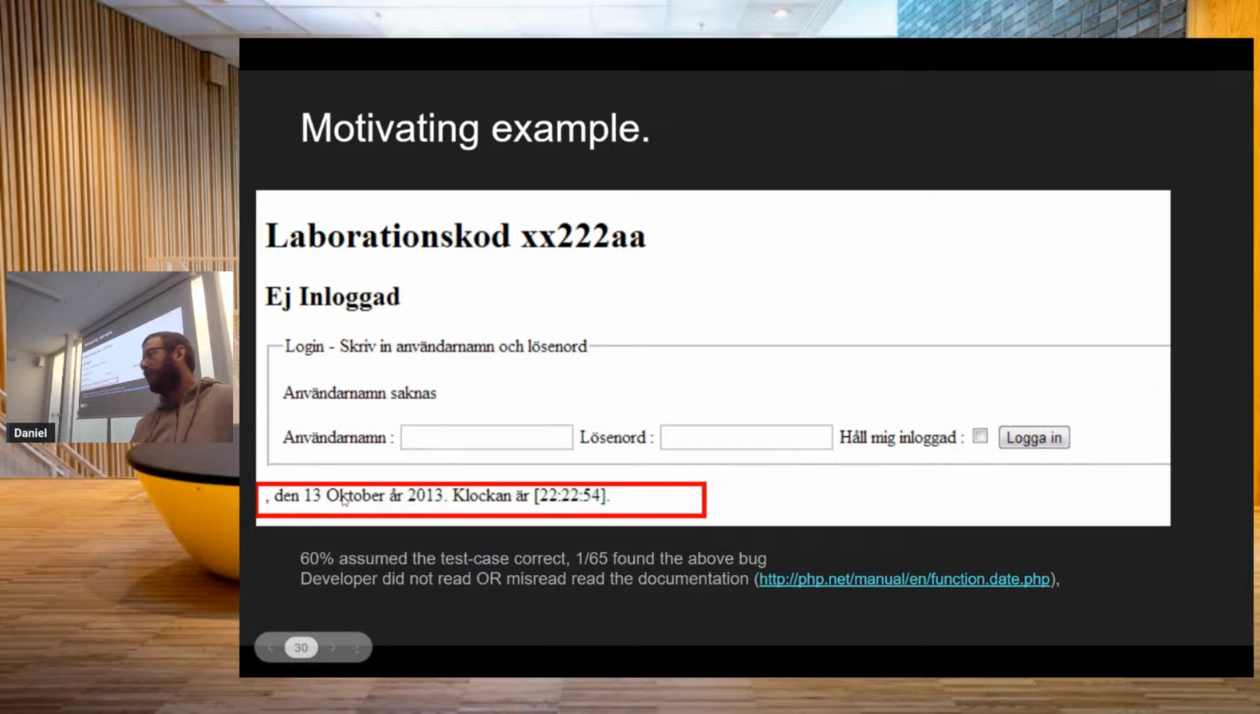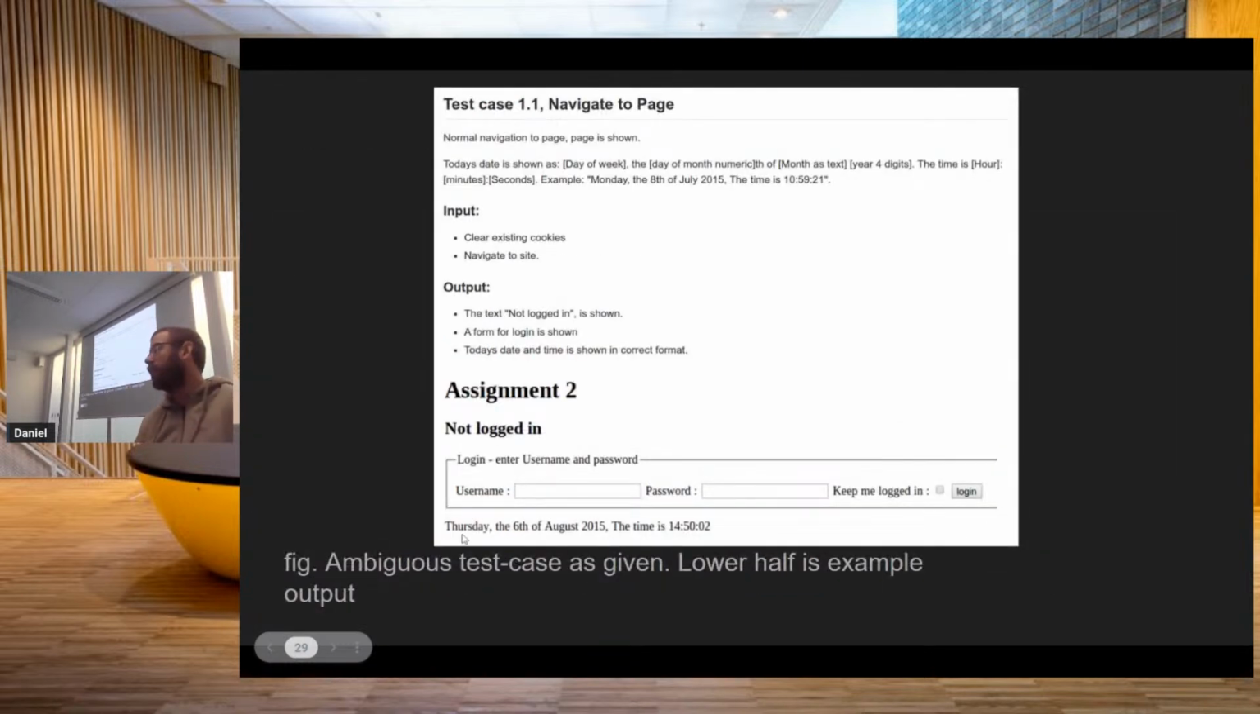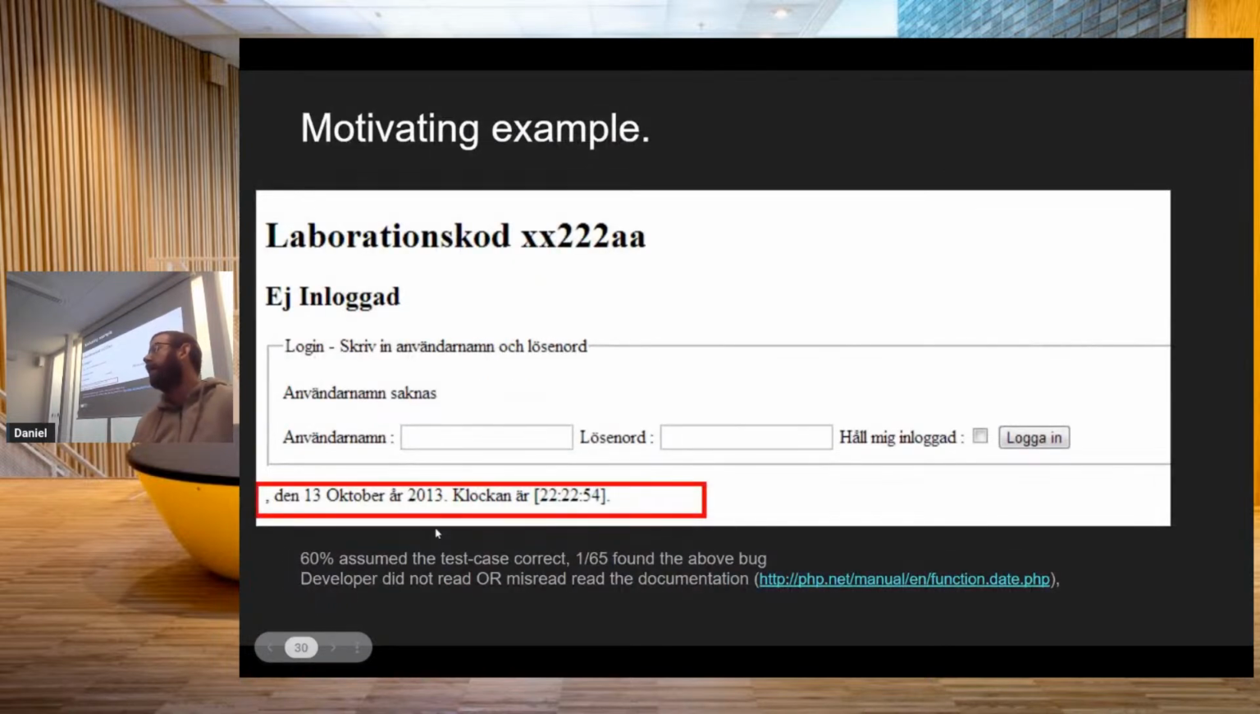Here, the student found a bug using this one, right? But 60% of the testers, students, thought that this test case was correct. 1 out of 65 students found the above bug. So here, the day of the week should be shown first. Thursday in this case, here it should be Sunday. This student tested this code on a Sunday. And I never did it because I wrote my code during weeks. So there was actually a bug that was not intentional by me.